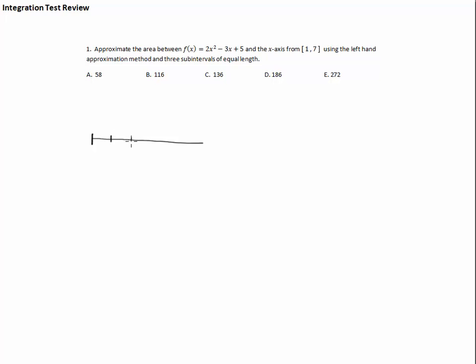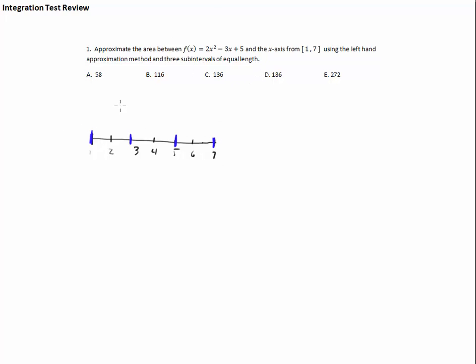So 1, 2, 3, 4, 5, 6, 7. So let's put some numbers here. 2, 3, 4, 5, 6, 7. And I want to break this up into 3 subintervals of equal length. So right here is the start of 1. There's 1, 2, 3. So I broke this up into 3 equal pieces.